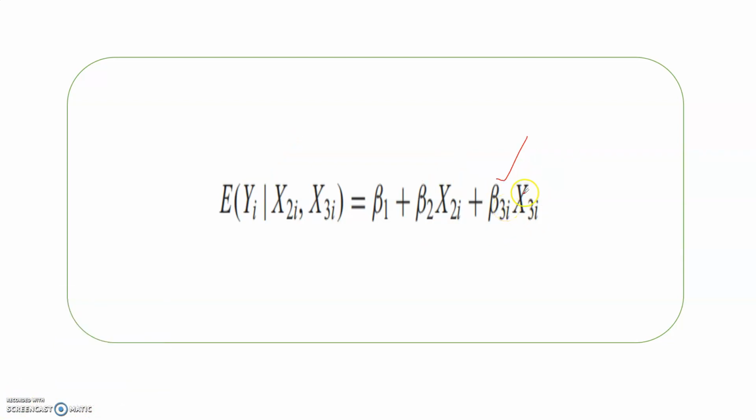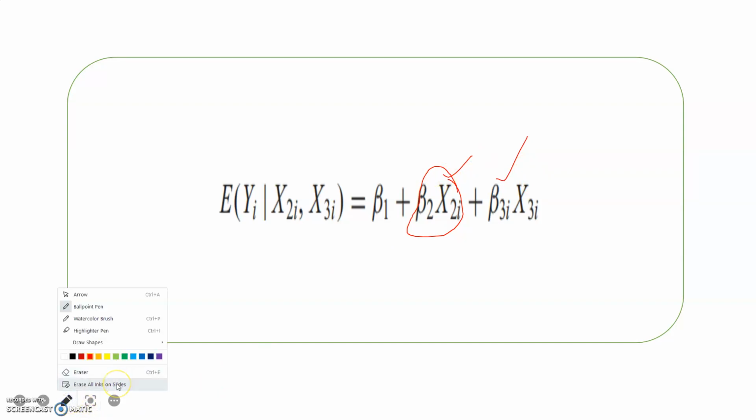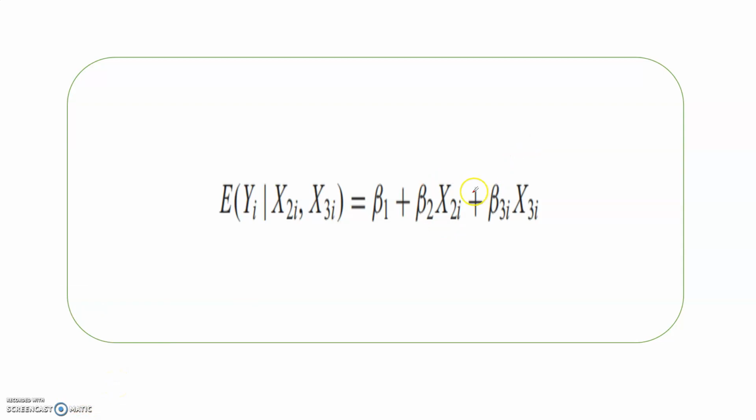Similarly, when we interpret the value of beta 3, we are going to hold the value of x2 constant. So the impact of x2 is going to be kept constant. So when we hold x2 constant, if there is a 1 unit change in x3, then the mean value of y will change by beta 3 units.